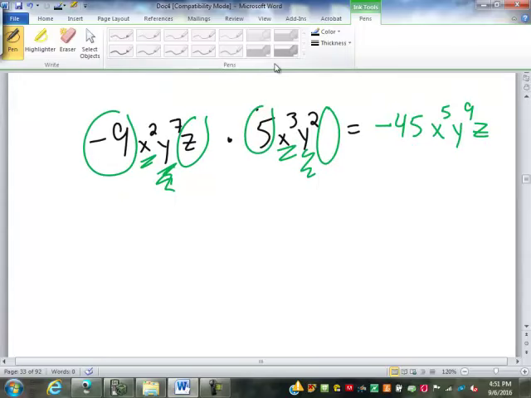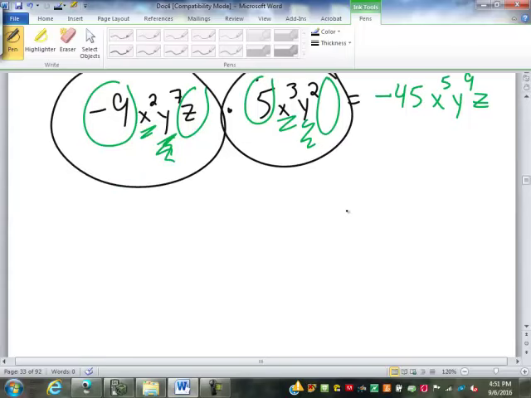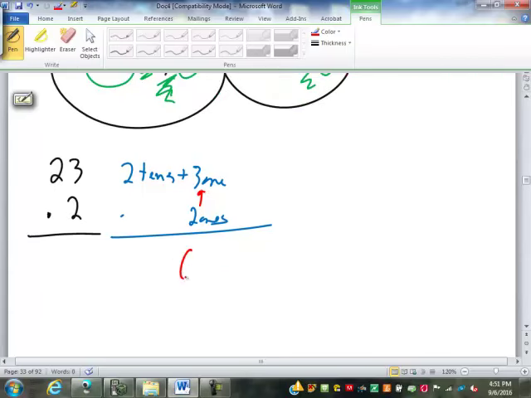So that's basically a single-digit algebraic number times another single-digit algebraic number. What happens if we have two-digit algebraic numbers, or just one two-digit algebraic number? Well, if we look at our whole numbers, we have 23 times 2. We wrote that out as 2 10s and 3 1s times 2 1s. So we did 2 1s times 3 1s is 6 1s. It's positive. 2 1s times 2 10s is 4 10s.